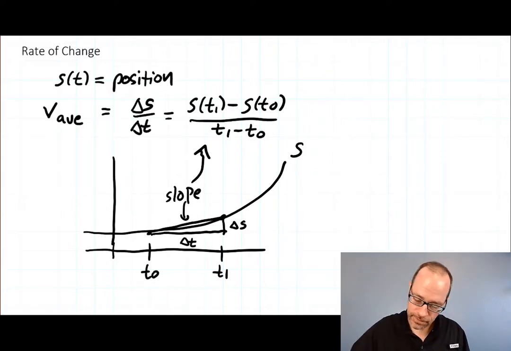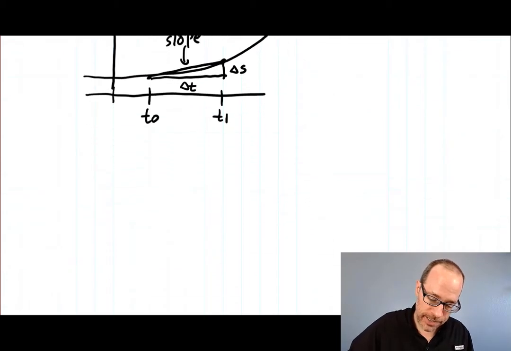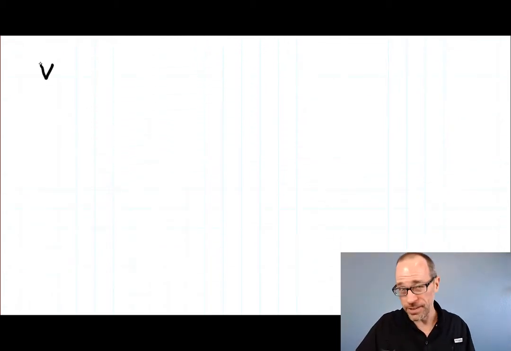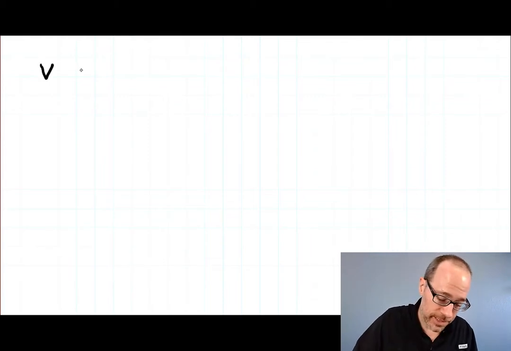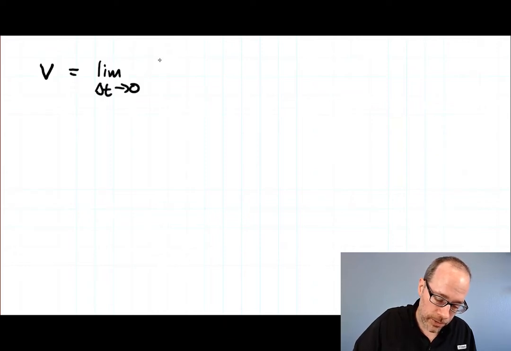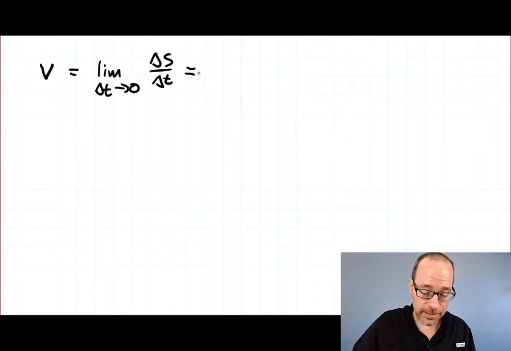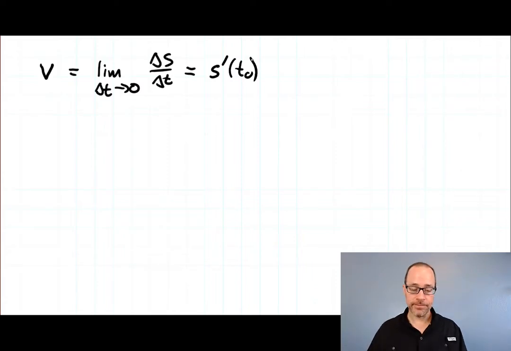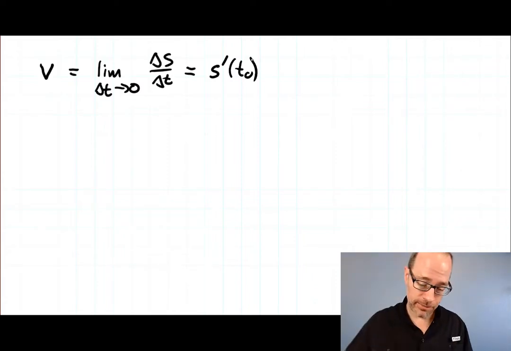And then we also had instantaneous velocity. So remember, often we just called it velocity, but the instantaneous velocity was the limit as delta t went to 0 of the change in position over the change in time. And more precisely, now that we know about derivatives, remember this is just exactly s prime at t naught. So the derivative was the instantaneous velocity.